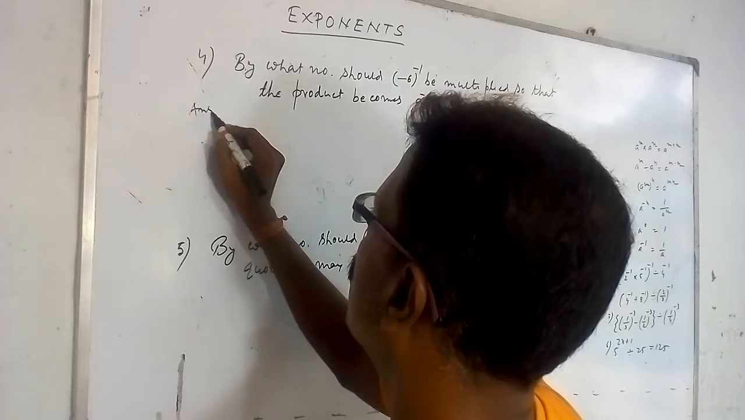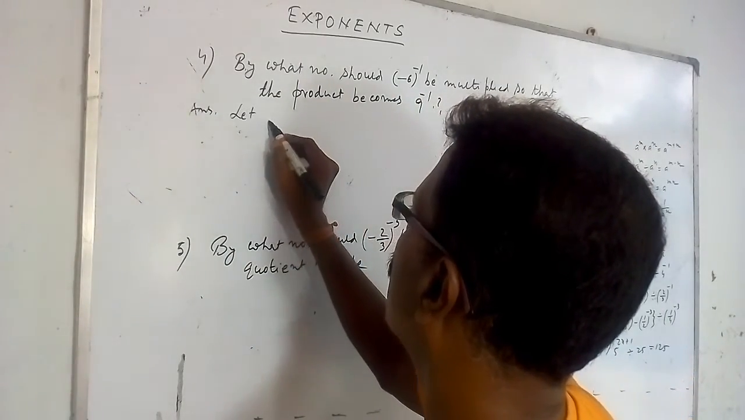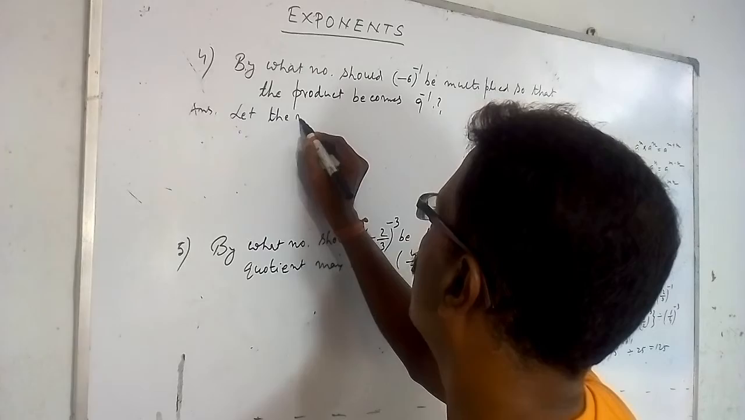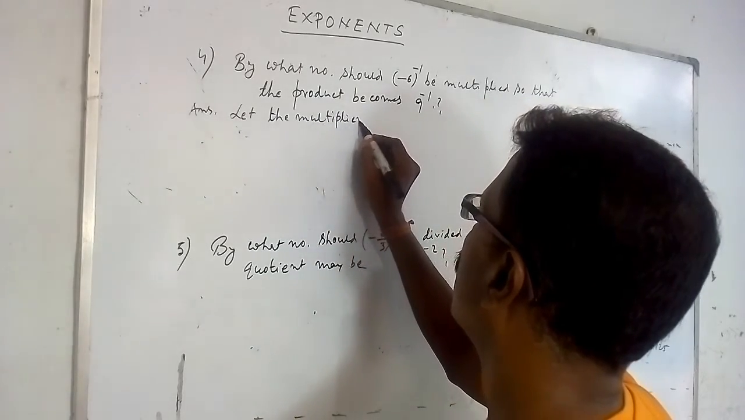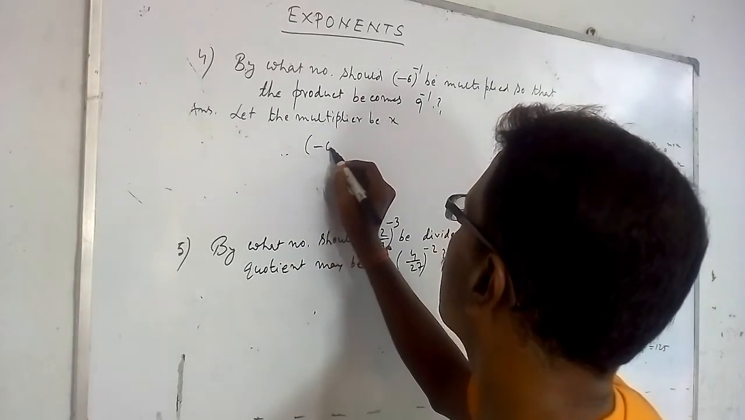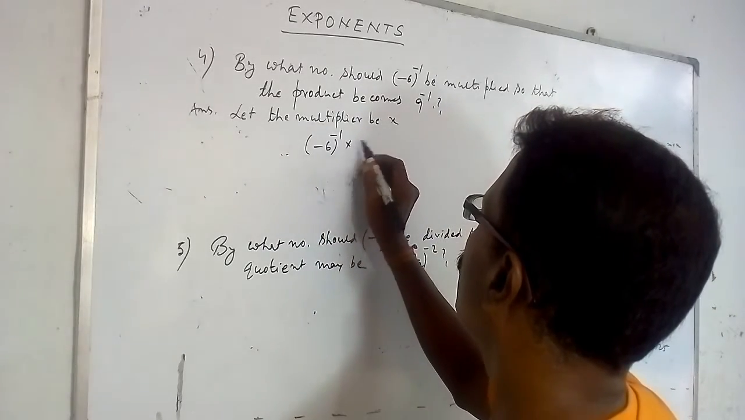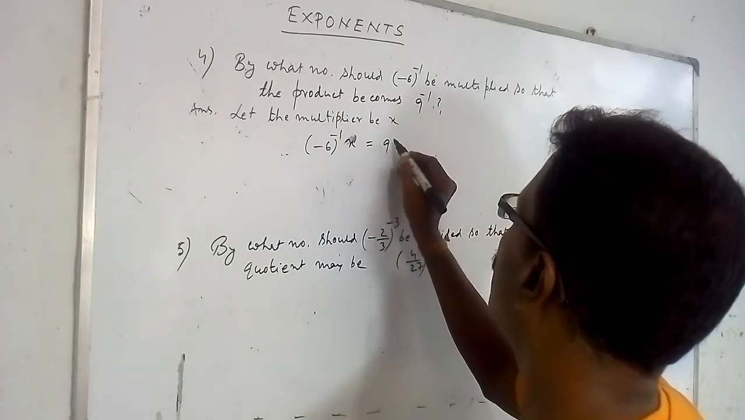Okay, this is your starting. Let the multiplier be x. Therefore (-6) to the power -1 into x is equal to 9 to the power -1.